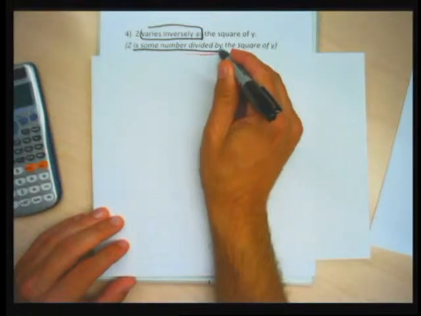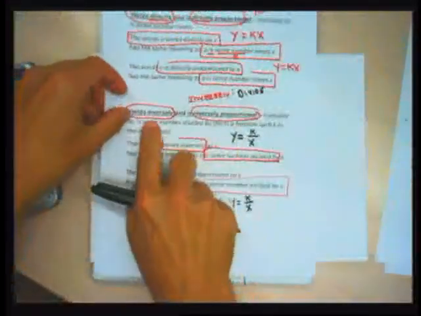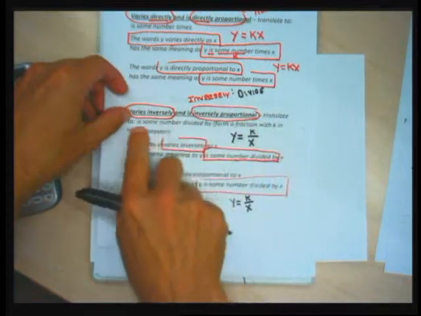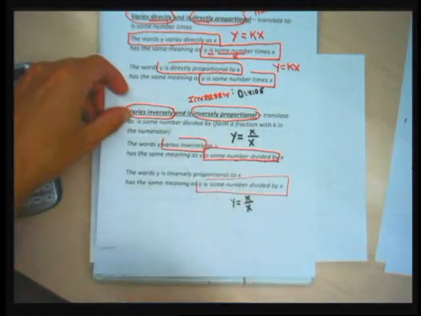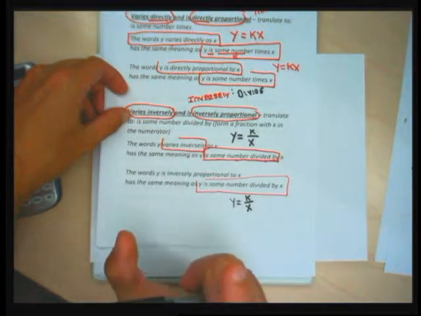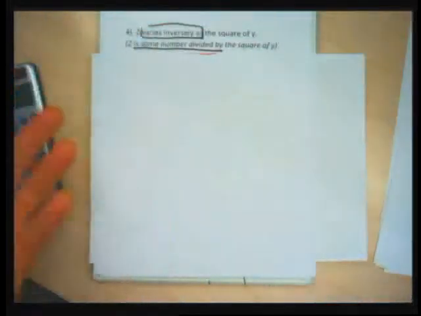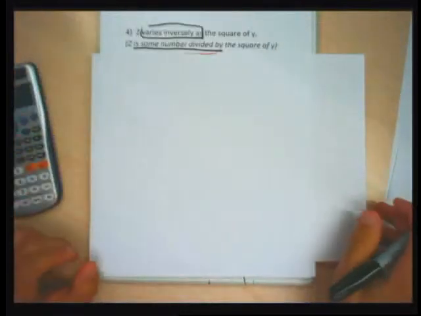I just changed the words "varies inversely" to "is some number divided by," because on that little handout at the beginning of this section, that's one of the things I said. I said if I see the word varies inversely, I translate it to "is some number divided by." So immediately when I saw the word inversely, I knew I can dump out that part of the problem, change it to "is some number divided by," and then leave the rest of the problem, the z and the square of y, intact. So now I'm going to write this as an equation.